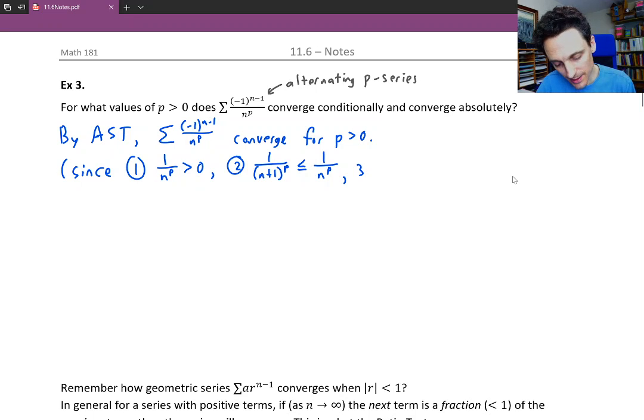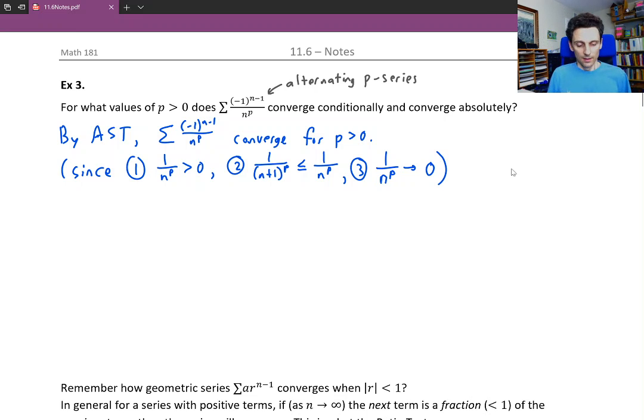That third condition is if you take the limit as n approaches infinity. Well, as long as p is positive, even if it's the 1 over the square root of n, that fraction is still going to go to 0. So even if p is a half power or a smaller fraction, 1 over n to the p will still approach 0. So it looks like by the alternating series test, our series converges, at least conditionally, for some values of p. Let's see where it converges absolutely, though, to figure out which values of p then it must converge conditionally.